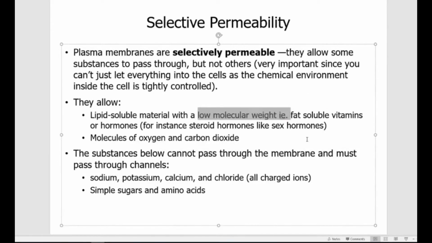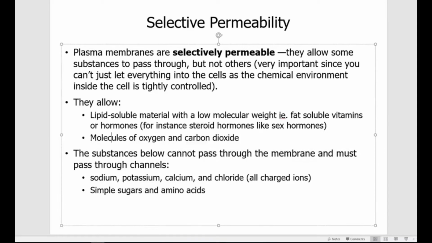So things like fat-soluble vitamins, vitamin D, vitamin E, or some hormones like steroid-based hormones, like sex hormones, those molecules can pass through the cell membrane very easily. So you can say that they can cross the cell membrane freely.